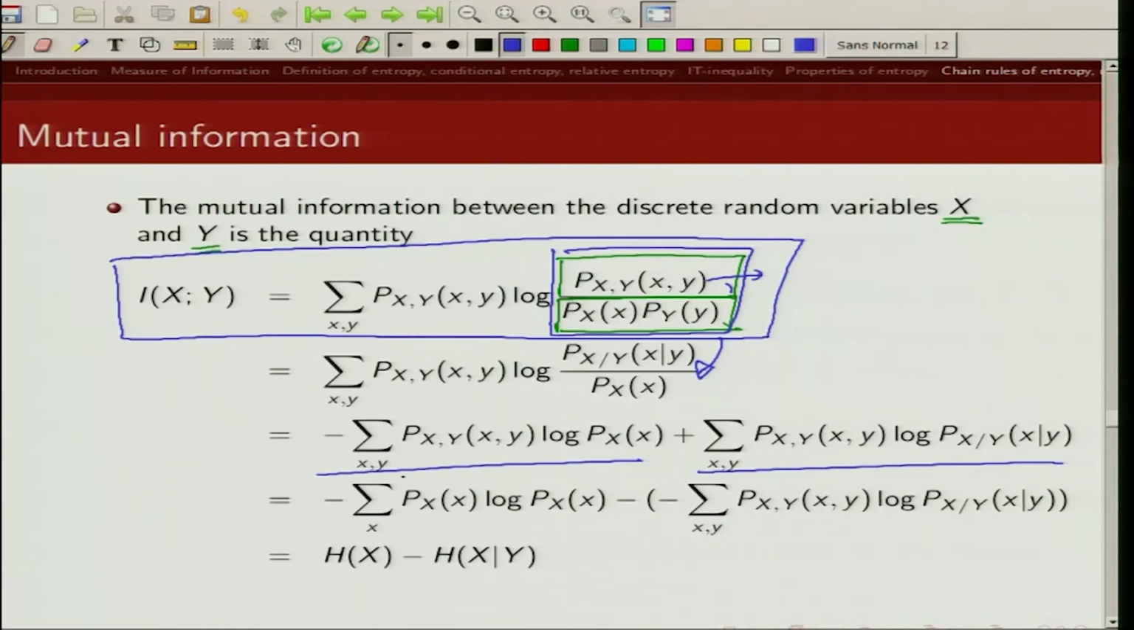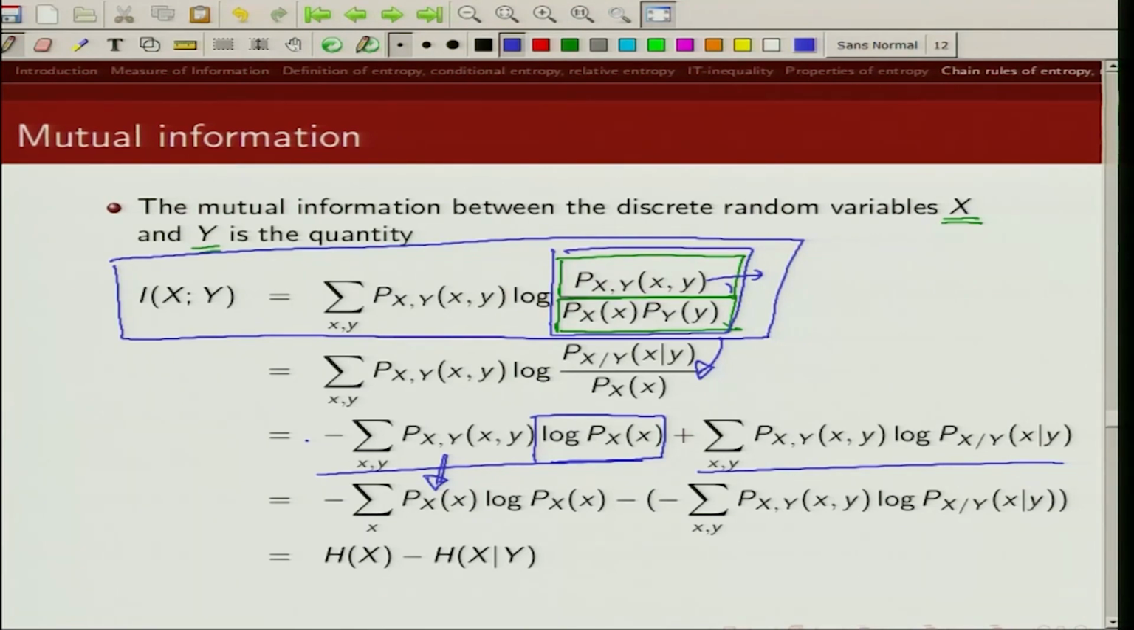Now what is this term? Summation, now does this term depend on y? No. So if we sum it over y, what will we get? We will get p of x. So this summation over xy, we sum over y, this does not depend on y. So if I sum it over y, what I will get is p of x.